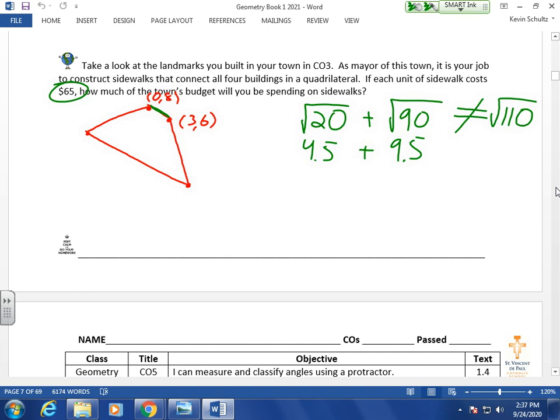Right. So to get the cost of this, it'd be 4.5 times 65. This would be 4.5 units of sidewalk, and then plus 9.5 units of sidewalk. So 4.5 times 65 plus 9.5 times 65.